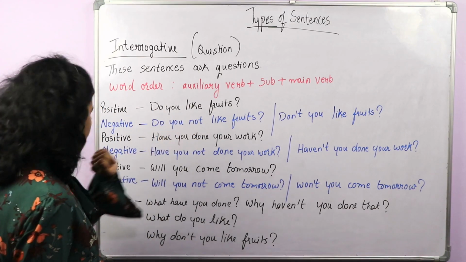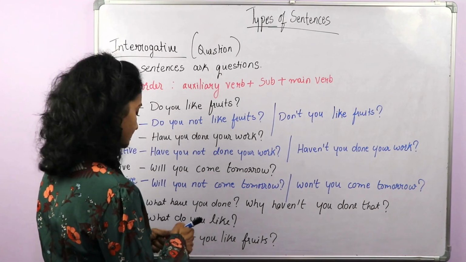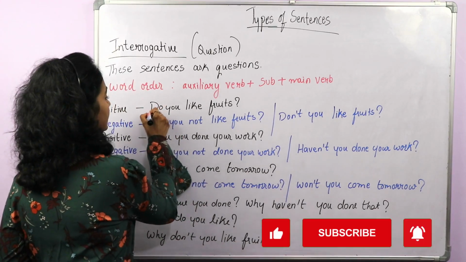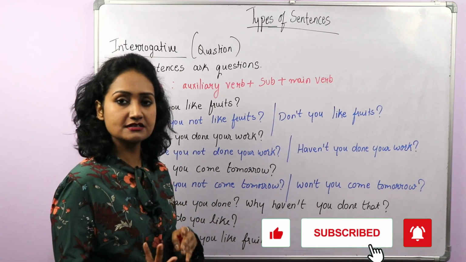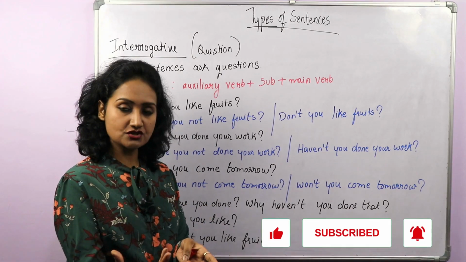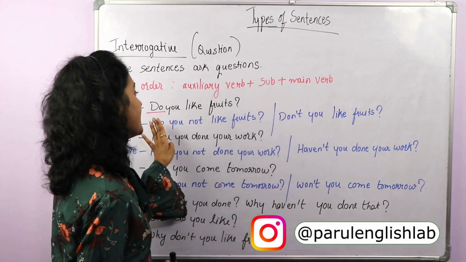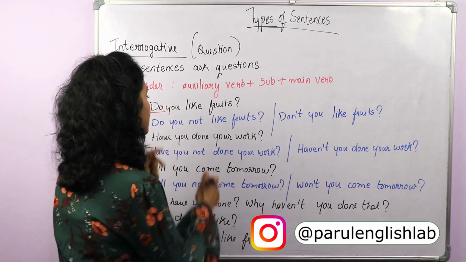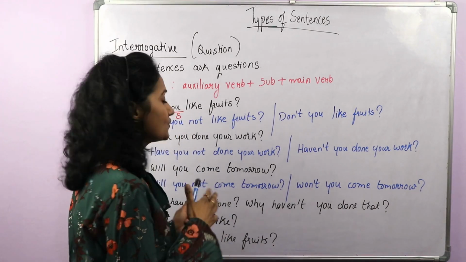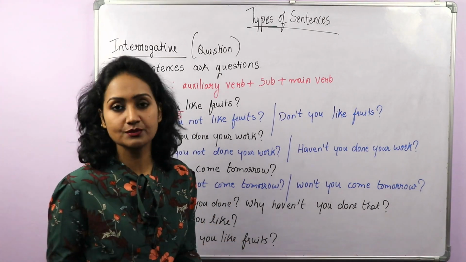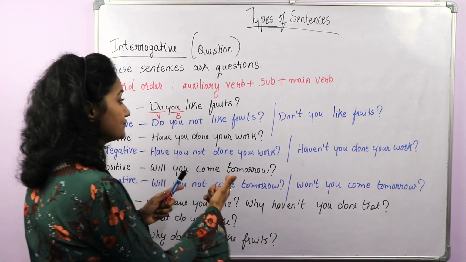This is a positive question. Do you like fruits? Here you can see that do, we know it is a helping verb. So first helping verb. Generally in declarative sentences, verb has the second position and subject has the first position. But in interrogative, verb has the first position and subject takes the second position. So the verb and subject swap their positions. This is the rule. So, do you like fruits?